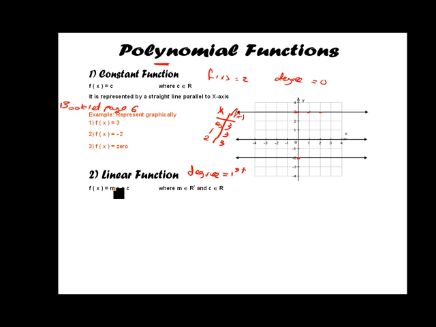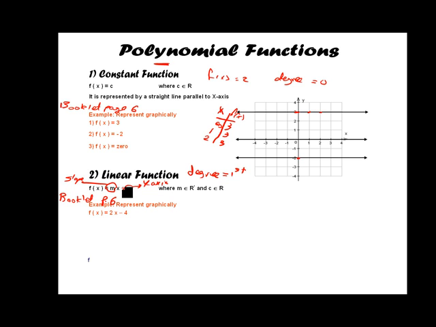Do you remember what's this m? Yes, it's the slope. This is the slope. And c, it's the intercept part of y-axis. An example on booklet page 6, represent graphically. Let's write this, booklet page 6. F of x equals 2x minus 4.